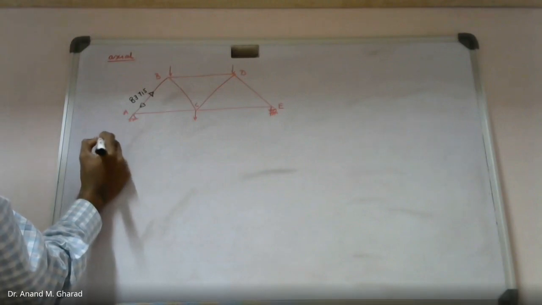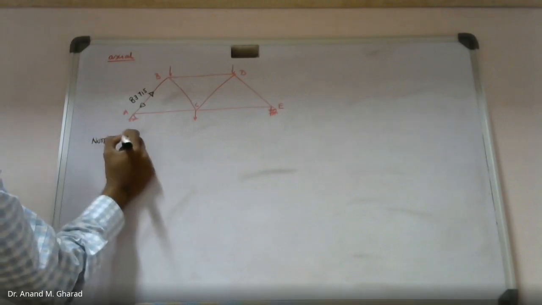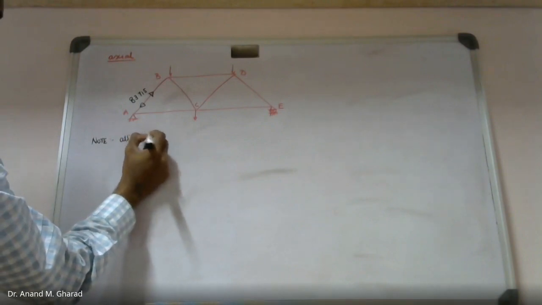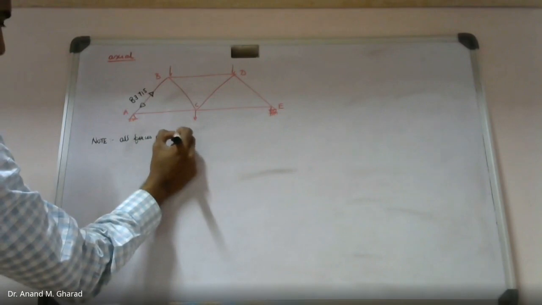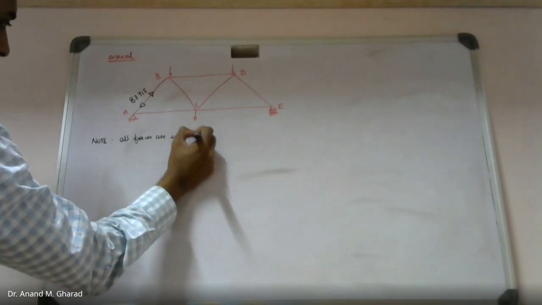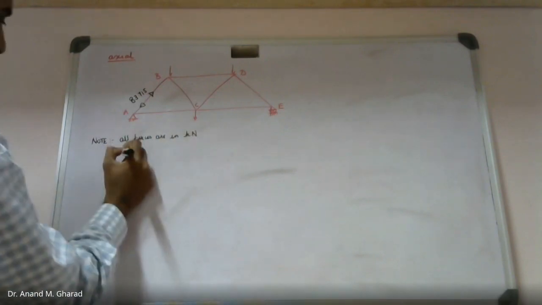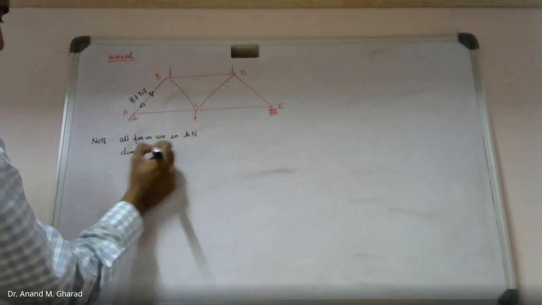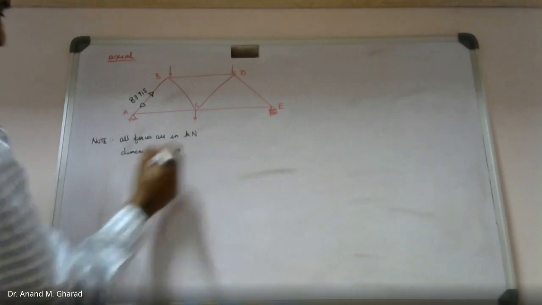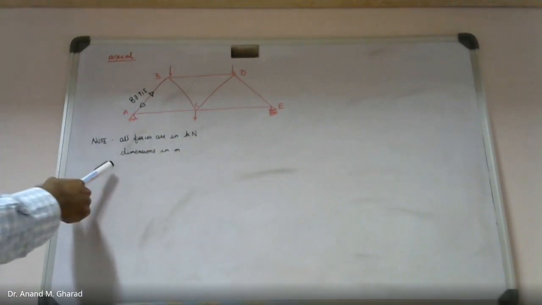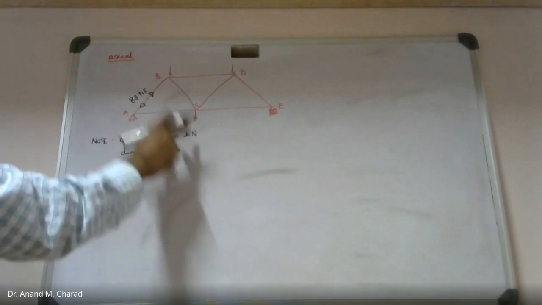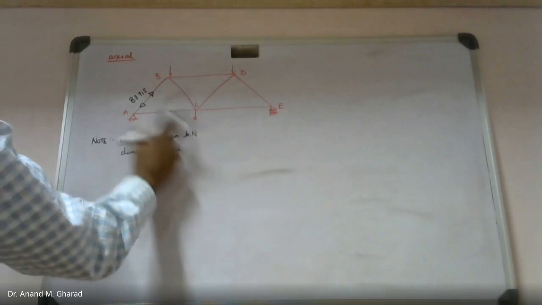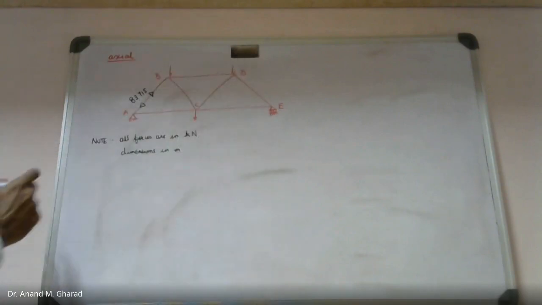You are supposed to write down one note. All forces are in kilonewton and dimensions in meter. So that by writing down this note, you are not repeating this kilonewton value everywhere. Once you have written this statement, that means it is true for all the values.